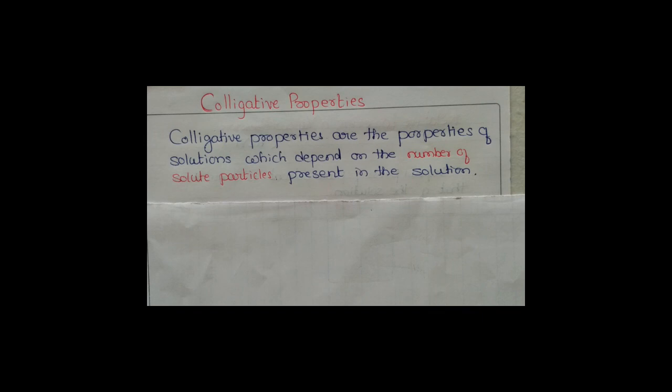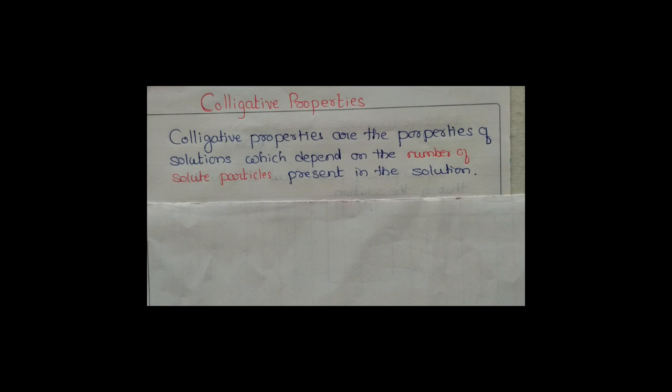So it depends on that. If the number of solute particles changes, the property also changes. And one more thing, it is irrespective of the nature of the solute particle. Whether the solute is polar or non-polar, it is immaterial. Whether it is a solid or liquid or gas, it is immaterial. But it depends upon the number of solute particles. Colligative property is a property of the solution, and it is applicable for a dilute solution.